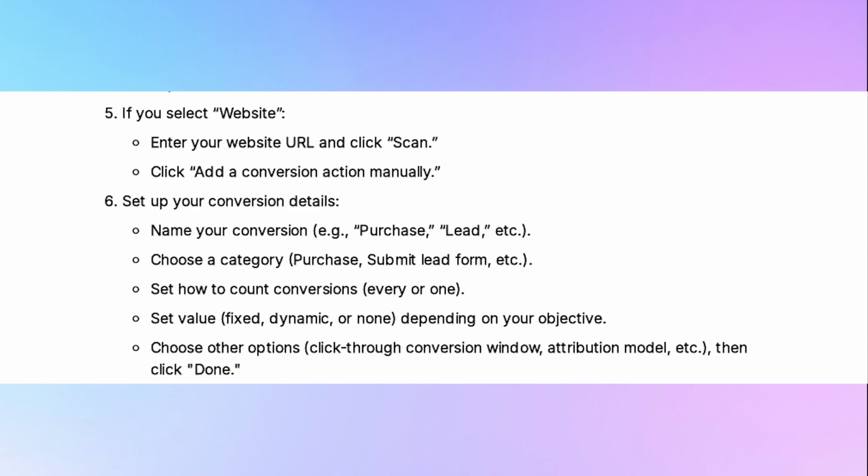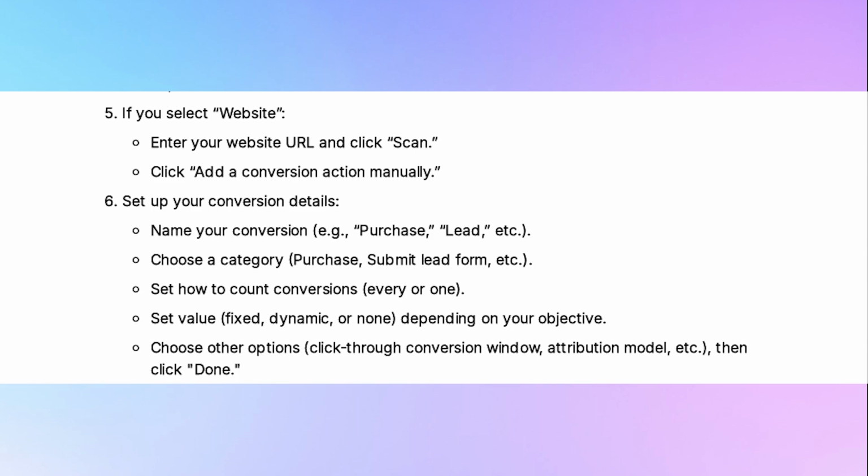Then set up your conversion details. Name your conversion, for example, purchase, lead, etc. Choose a category like purchase, submit lead form, etc. Then set how to count conversions, like every or one. Then set fixed, dynamic, or none depending on your objective.